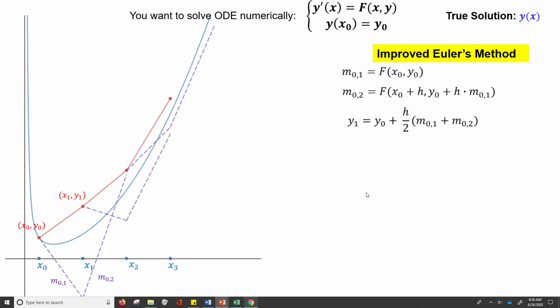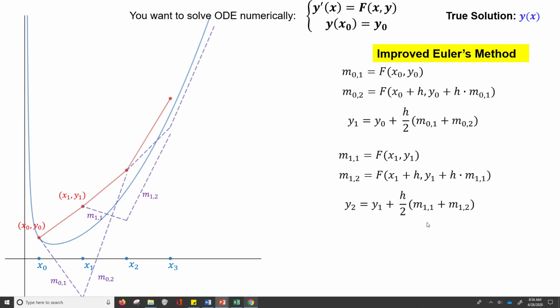All right, and then we do the same thing. m sub 1,1 is f evaluated at x sub 1, y sub 1. m sub 1,2 is f evaluated at x sub 2, or x sub 1 plus h. Y sub 2, you don't know yet. You're trying to find it, so you estimate it with Euler's method: y sub 1 plus h times f of x sub 1, y sub 1. And that's your y sub 2. So the slope of this line is the average of the slope of these two purple lines, right? Okay. And then you do the same thing again.